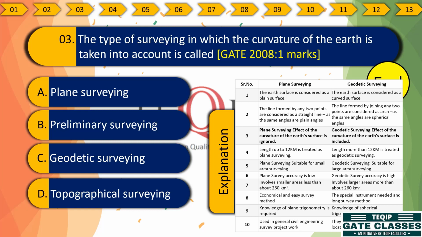The eighth difference is that plane surveying is an economical and easy survey method, but in geodetic surveying special instruments are needed and it is a long survey method. The last difference is that plane surveying is used in general civil engineering survey project work, but geodetic surveying is used for precise location of widely distant areas. So in the third difference, we get the answer. The answer is geodetic surveying. So check the answer. We are correct. So this is the answer. So let's move to question number 4.